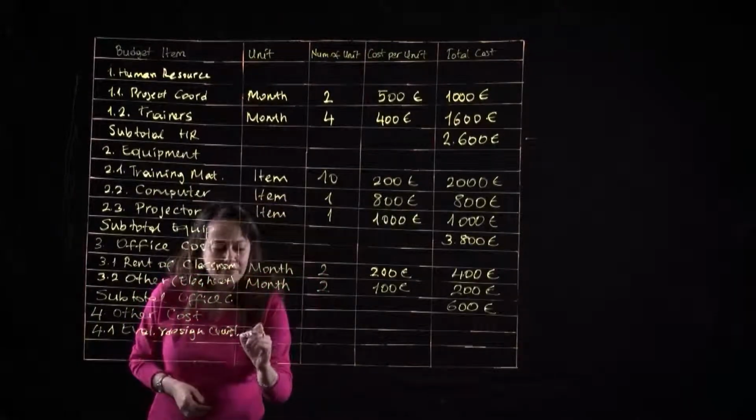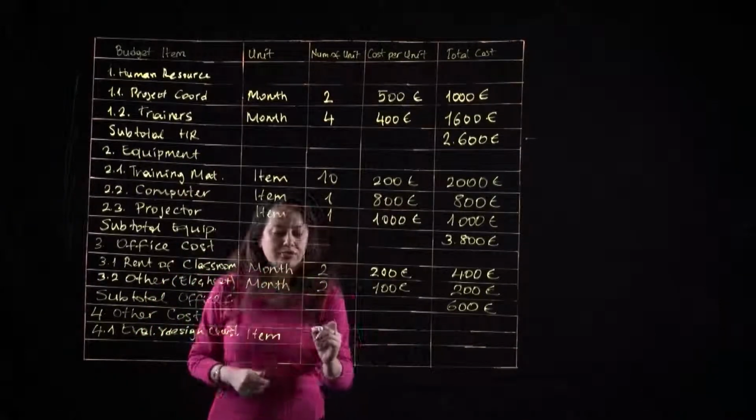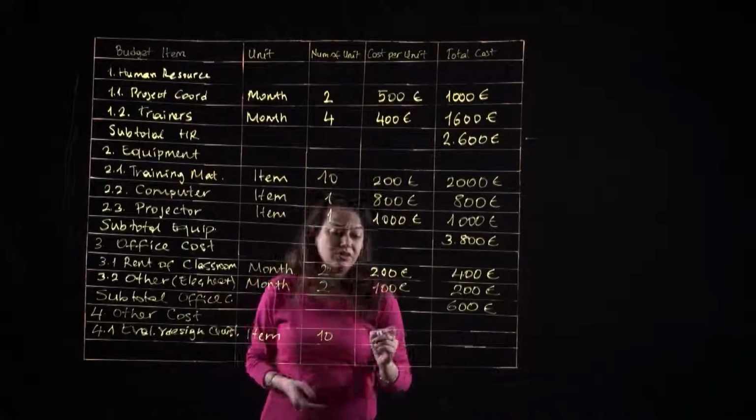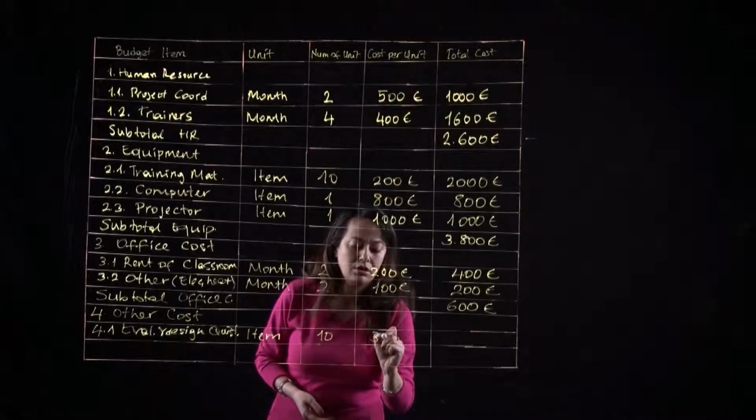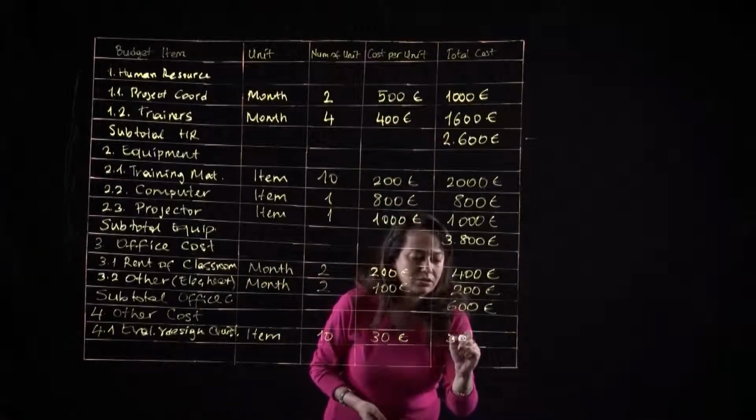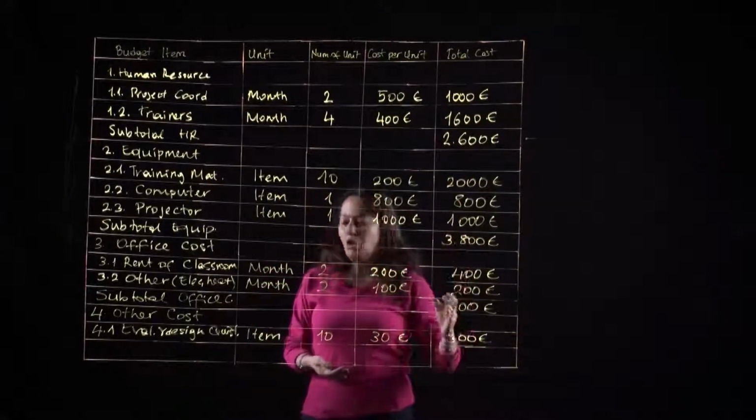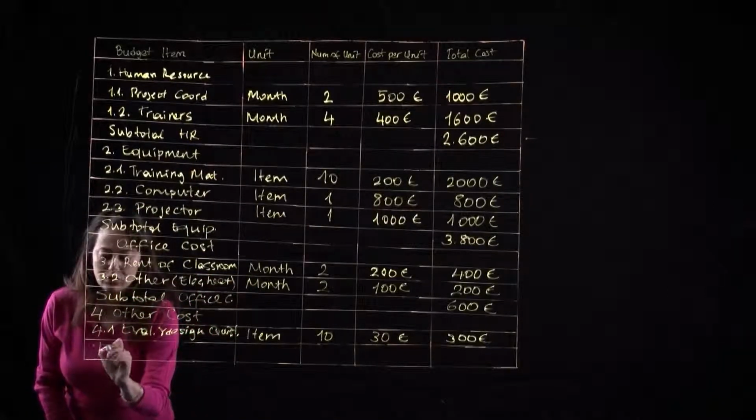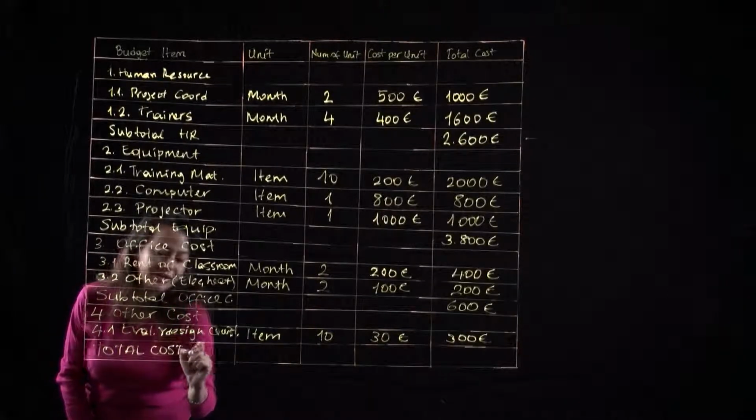So maybe it's on item based. How much participant I have? 10 participants. And for each design and evaluation of the questionnaire, maybe I pay 30 euros. So it's gonna make 300 euros. And now I have to calculate all these, and I will have, this is as a total, the total cost of this activity.